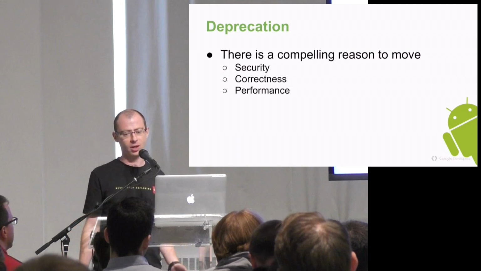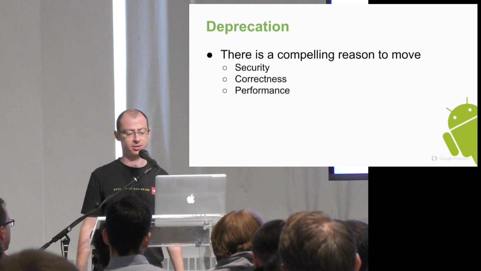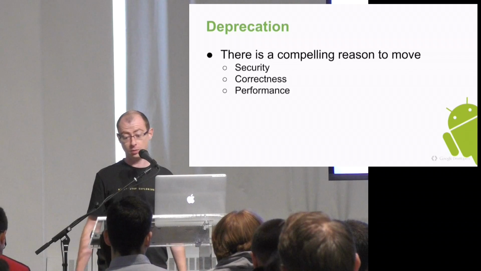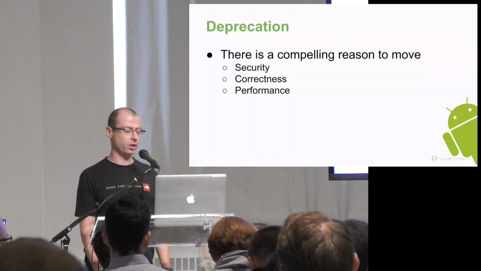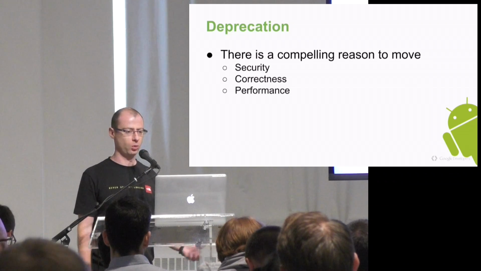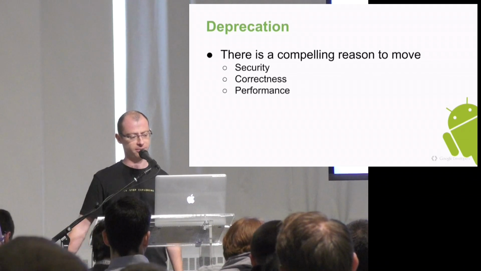And basically, if you ask, why do we deprecate APIs? Most of the time, there is a compelling reason to do so, especially around security, stuff that we fix, correctness, and of course, performance.